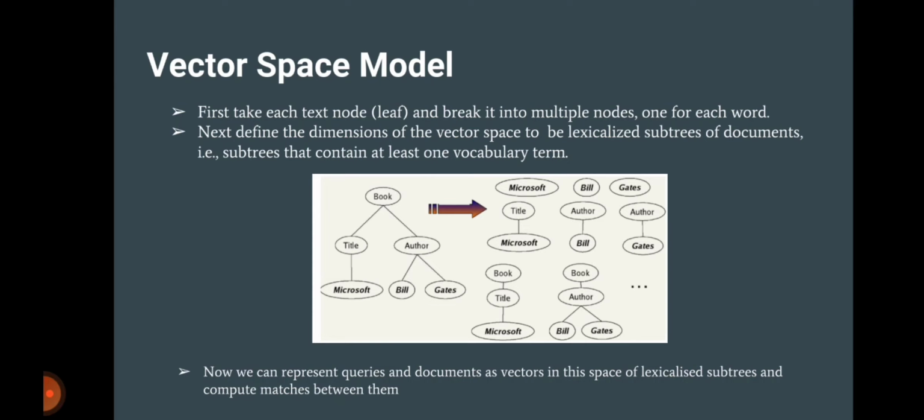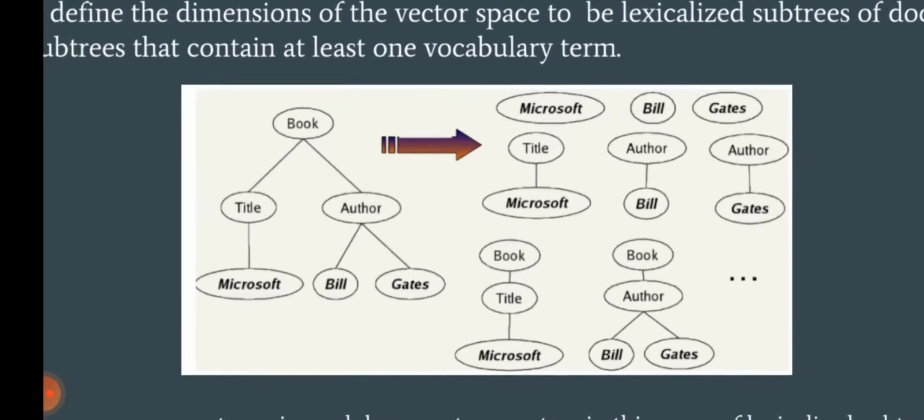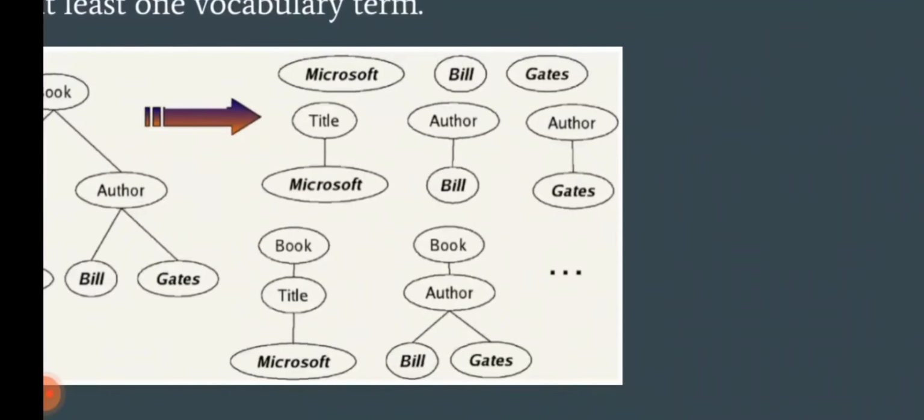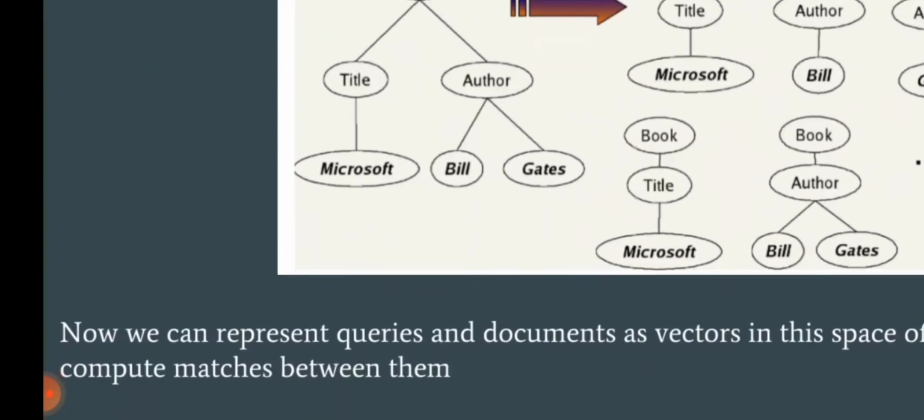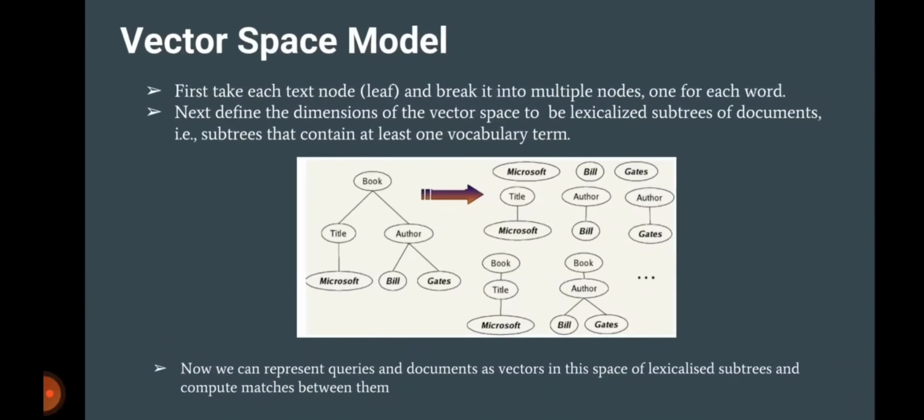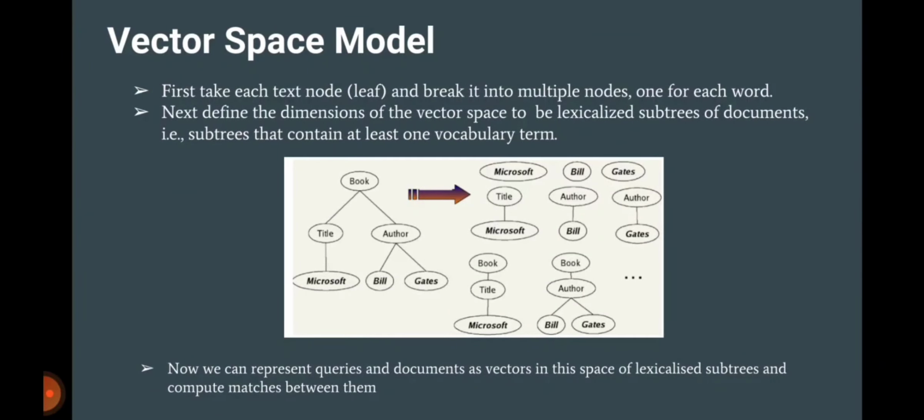Then we should define the dimensions of the vector space to be lexicalized subtrees of documents. These are subtrees that contain at least one vocabulary term. This figure shows a mapping of XML documents to a set of lexicalized subtrees. These are the lexicalized subtrees, and this is an XML document tree. Now, to compute matches between queries and documents, we should represent queries and documents as vectors in this space of lexicalized subtrees.